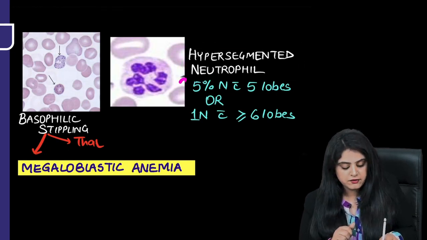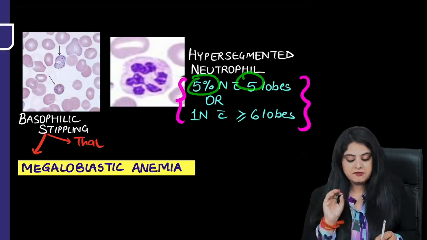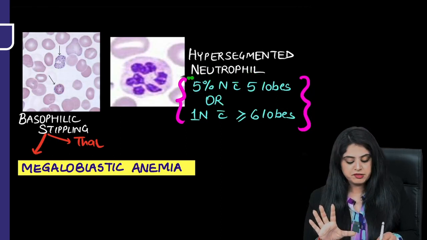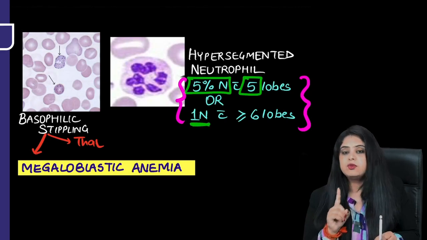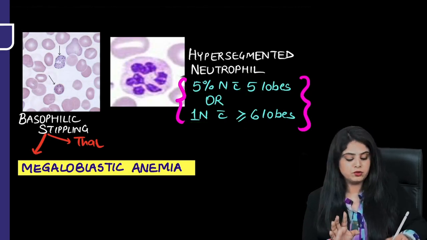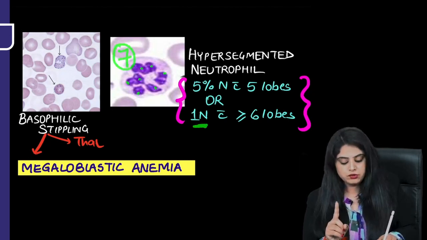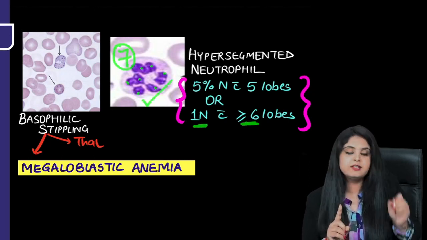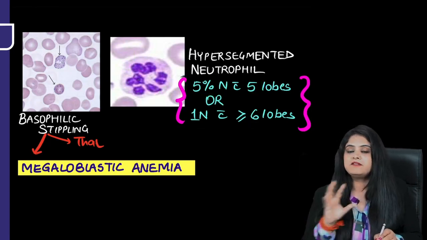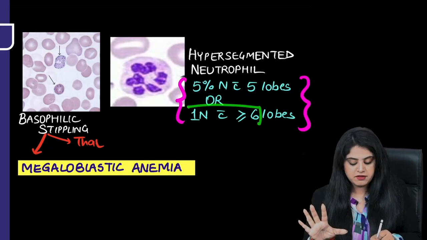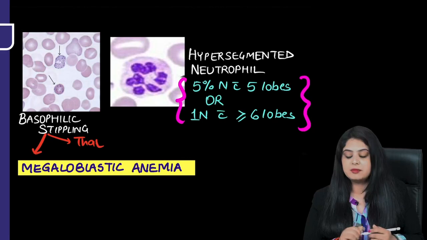What is the criteria for hypersegmented neutrophil? Either 5%, that is 5% of the neutrophils should show you 5 lobes, or even if one neutrophil shows you 6 or more than 6 lobes. So how many were there here? There were 7. Even if one neutrophil shows you 6 or more than 6 lobes, you call it a hypersegmented neutrophil. But if you're seeing either 5% neutrophils with 5 lobes, or even one with 6 or more, you know it's a case of hypersegmentation and megaloblastic anemia.